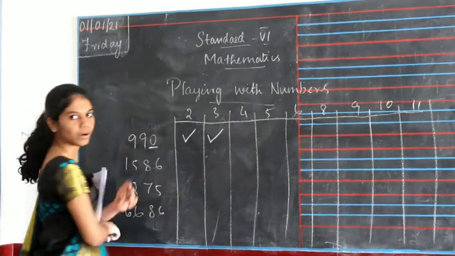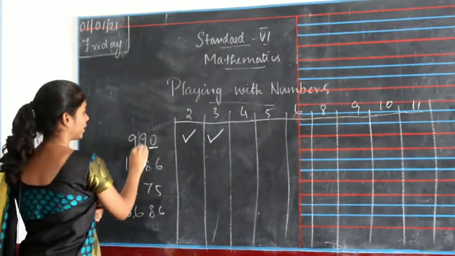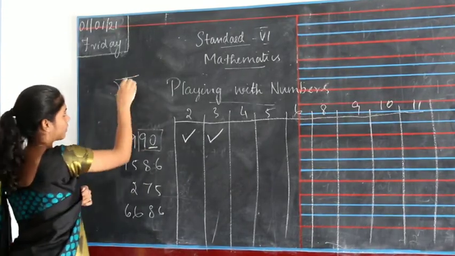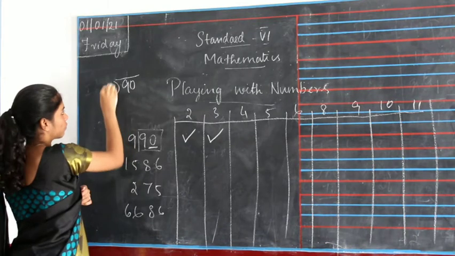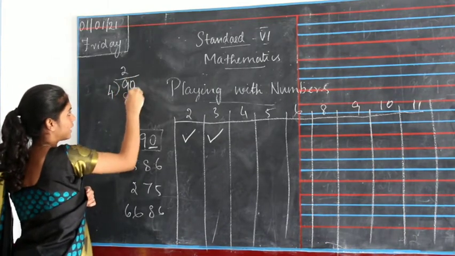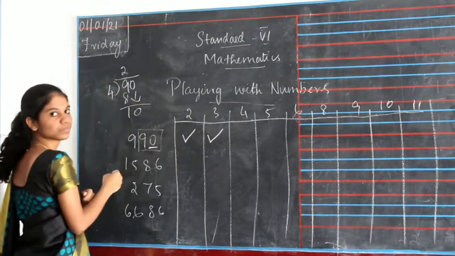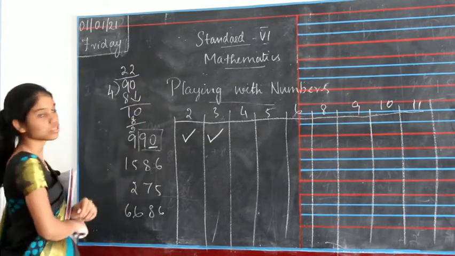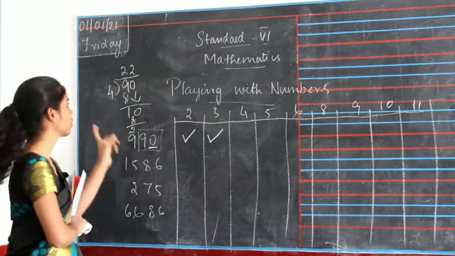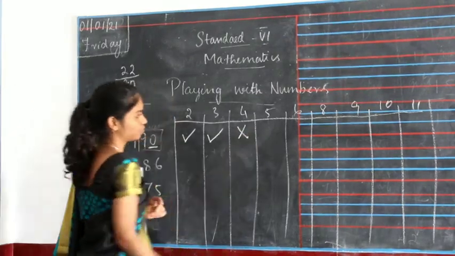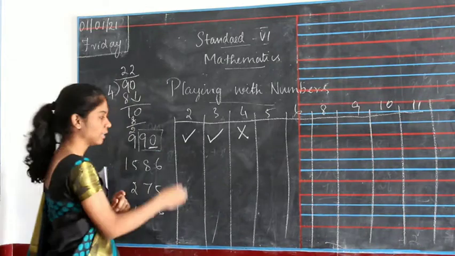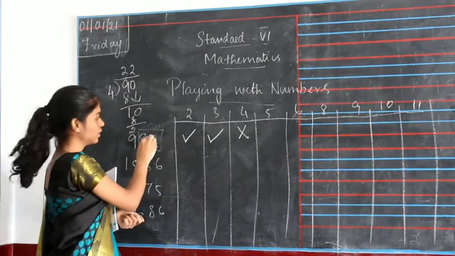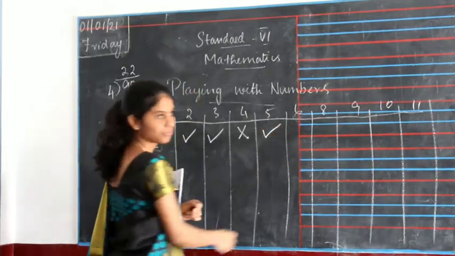Then 4. For 4, you have to find whether the last 2 digits can be divided by 4 or not, right? So find 90. 4 2s are 8, 1 remainder. So it cannot be divided by 4. So no. Then 5. For 5, the last number will be 0 or 5, right? So this is 0. So this can be divided by 5.